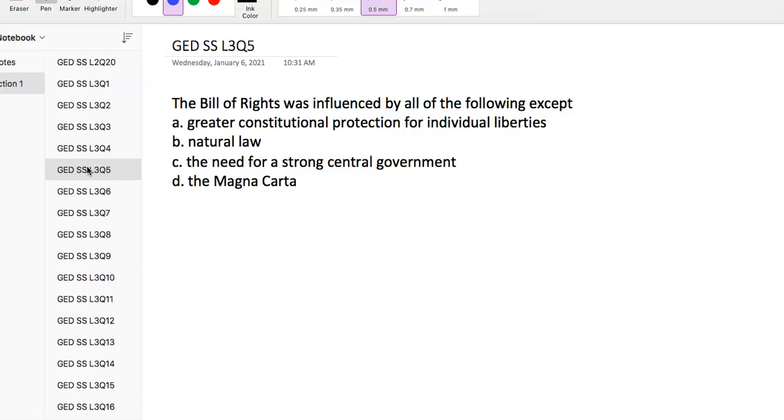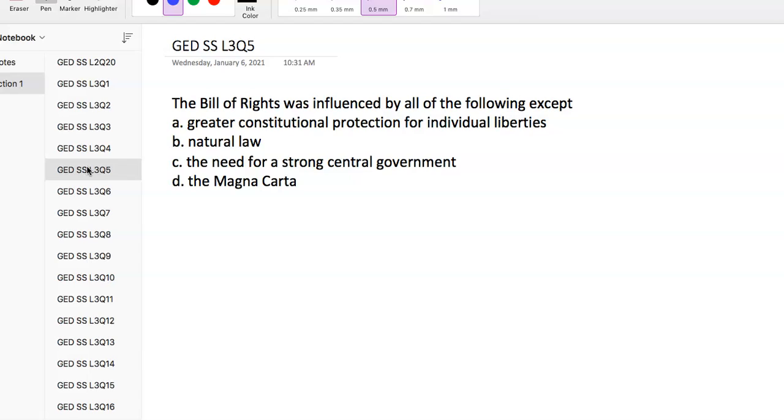Okay, jumping back to the Bill of Rights again. The Bill of Rights was influenced by all of the following, except which of these? Greater constitutional protection for individual liberties. That certainly sounds like the Bill of Rights. The Declaration of Independence and natural law were a big part of both the Declaration of Independence and the Bill of Rights. The Magna Carta, which was in 1215, had a big influence, even though it came 500 years before.